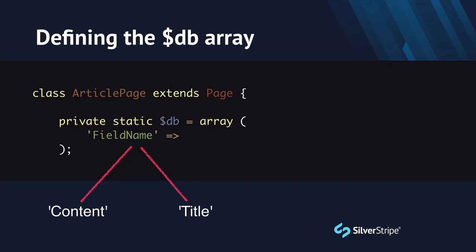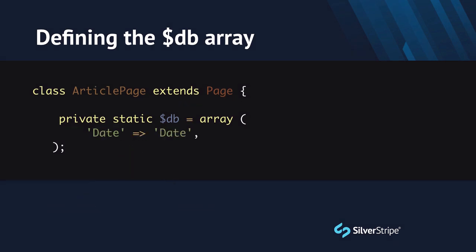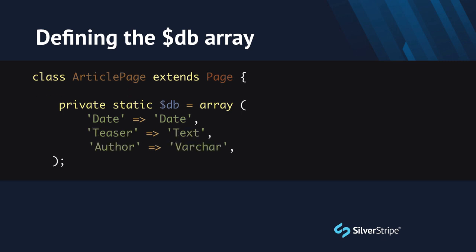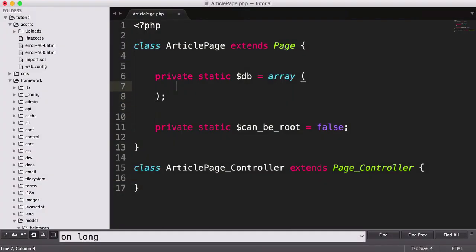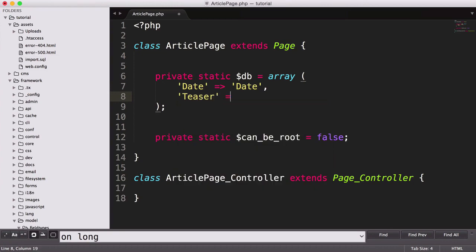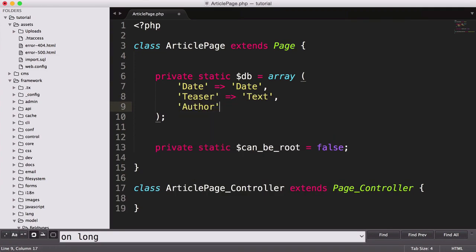We'll talk more about field types in just a moment, but for now, let's populate this array with the fields that we need. We'll define a field called date that will store appropriately a date. The teaser field will be simple text, and the author field will also be text. But since we know it will contain a short string of characters, which is a person's name, we can declare this as varchar, which by default is limited to 100 characters. Now, if this is all looking cryptic to you right now, just bear with me a moment. We'll cover what the field types are in just a second, but for now, let's just populate the array.